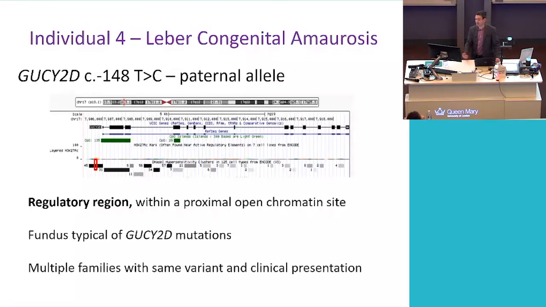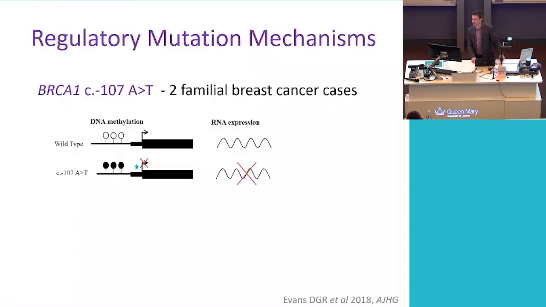We hypothesize that this is a regulatory region. It's rare within the general population. It's present in multiple families who have phenotypic presentations which are stereotypical of GeCIP2D, and we're currently undergoing other in vitro assays to actually prove that this is a pathogenic variant. Well, how could it be pathogenic?